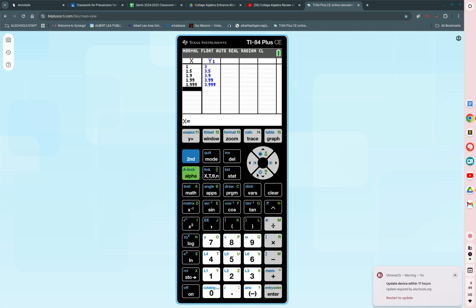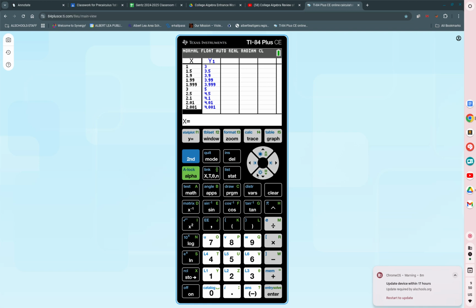Now I'm going to check from the other side. If I want to approach from the right, what values do I plug in? Sure, 3. Then 2.5, 2.1, 2.01, 2.001, so on and so forth.